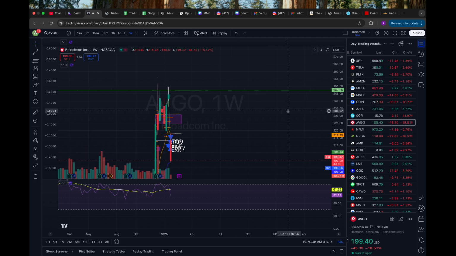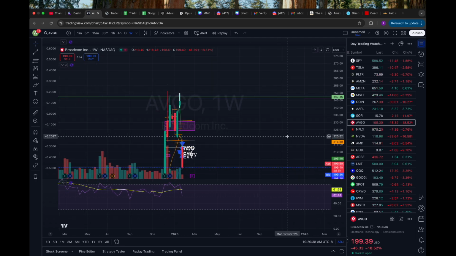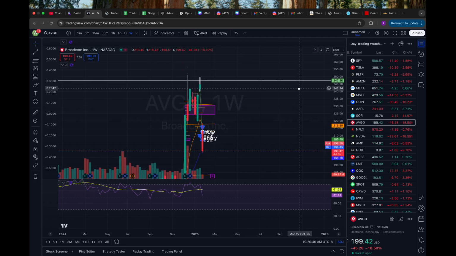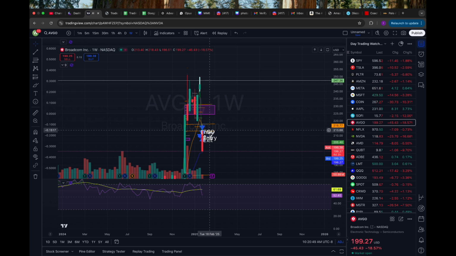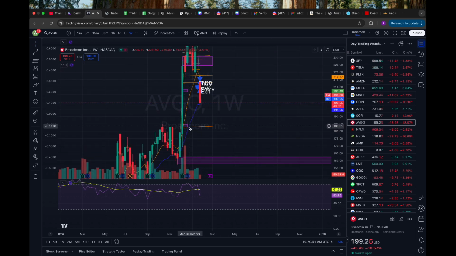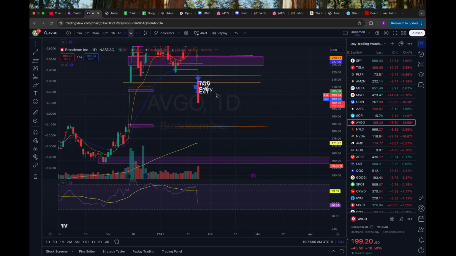So right here on the weekly chart, AVGO did look bullish until we looked here, right? This is a huge gap down on a weekly basis, right? And then this is a huge green candle, right? So on a weekly basis, it looks like the stock was just pumping. Now let's go down to the daily time frame.